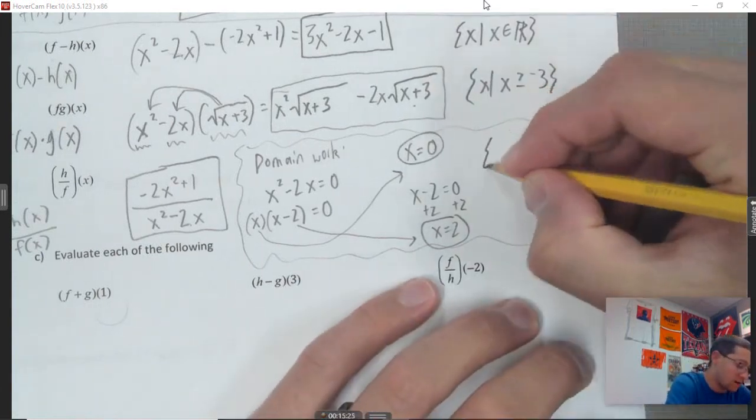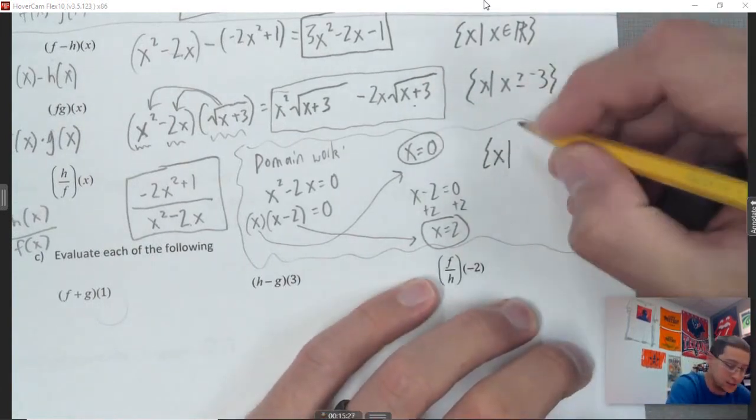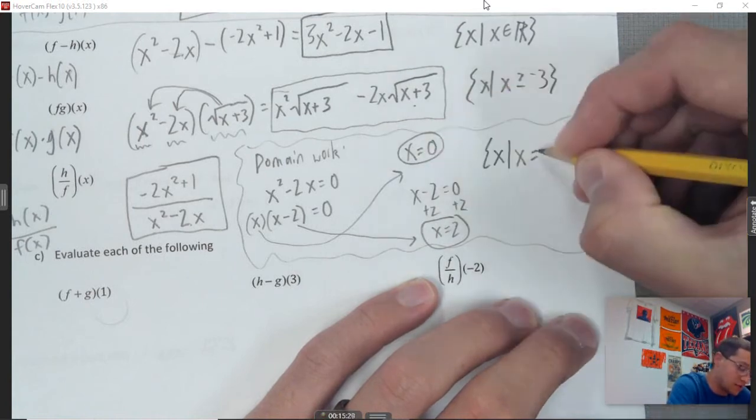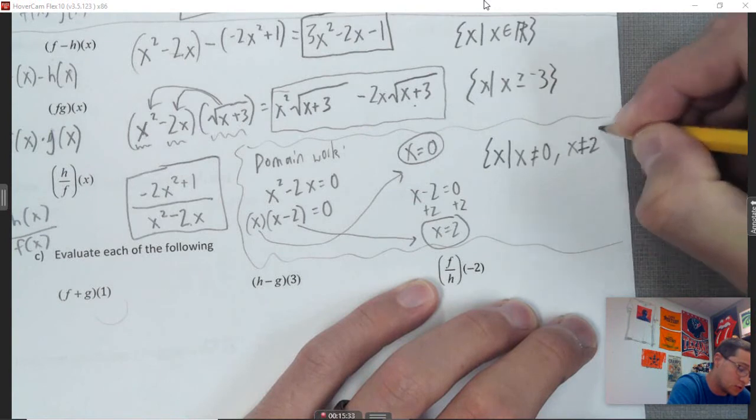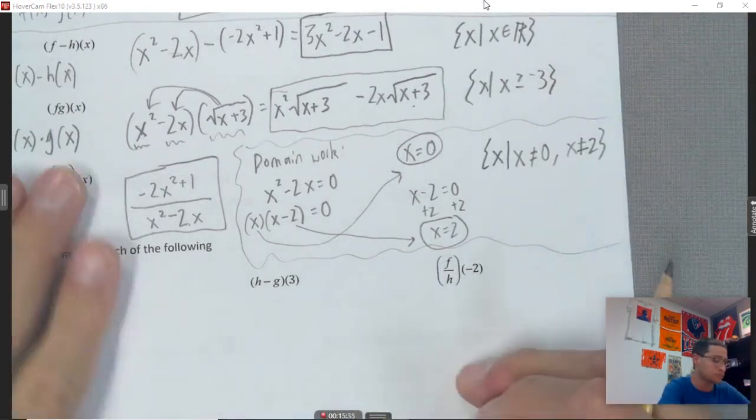Okay, so for my domain, x can't be either of these two things. So x can't be 0, and x cannot be 2. And that's my domain. All right?